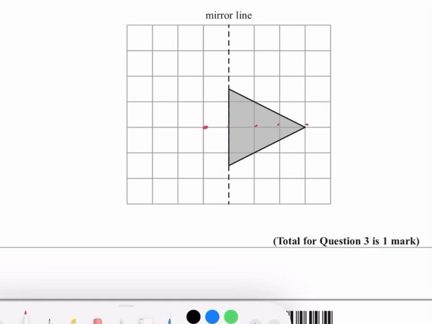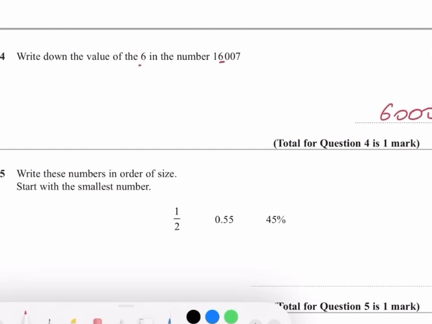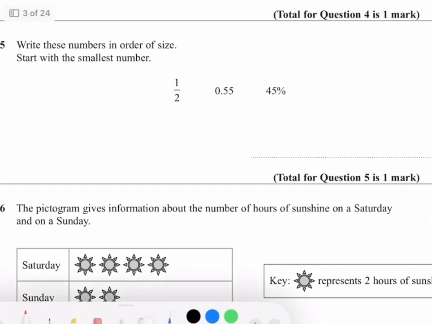Okay, we draw the mirror image here. It has to be on the other side of the line. Count the squares. Most of you got this question right, so that's good. And this question was quite easy as well. Everybody, I think, found the value of 6 correctly, 6,000.